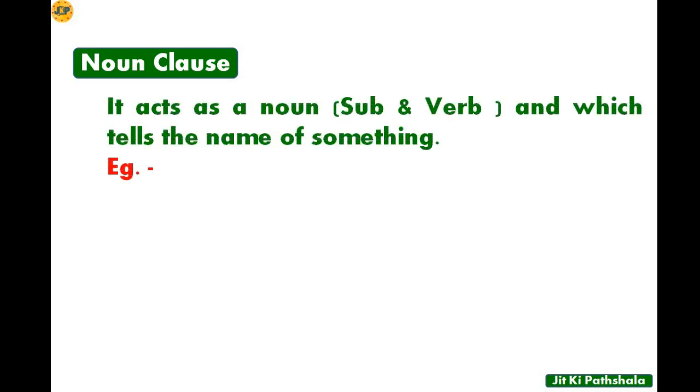A noun clause, we all know what is a noun, isn't it? Noun means that which tells us the name of something. So the noun clause is also the same, similar to a noun. It acts as a noun where you have a subject and a verb, and which tells the name of something. It can be a person, it can be a thing, etc.